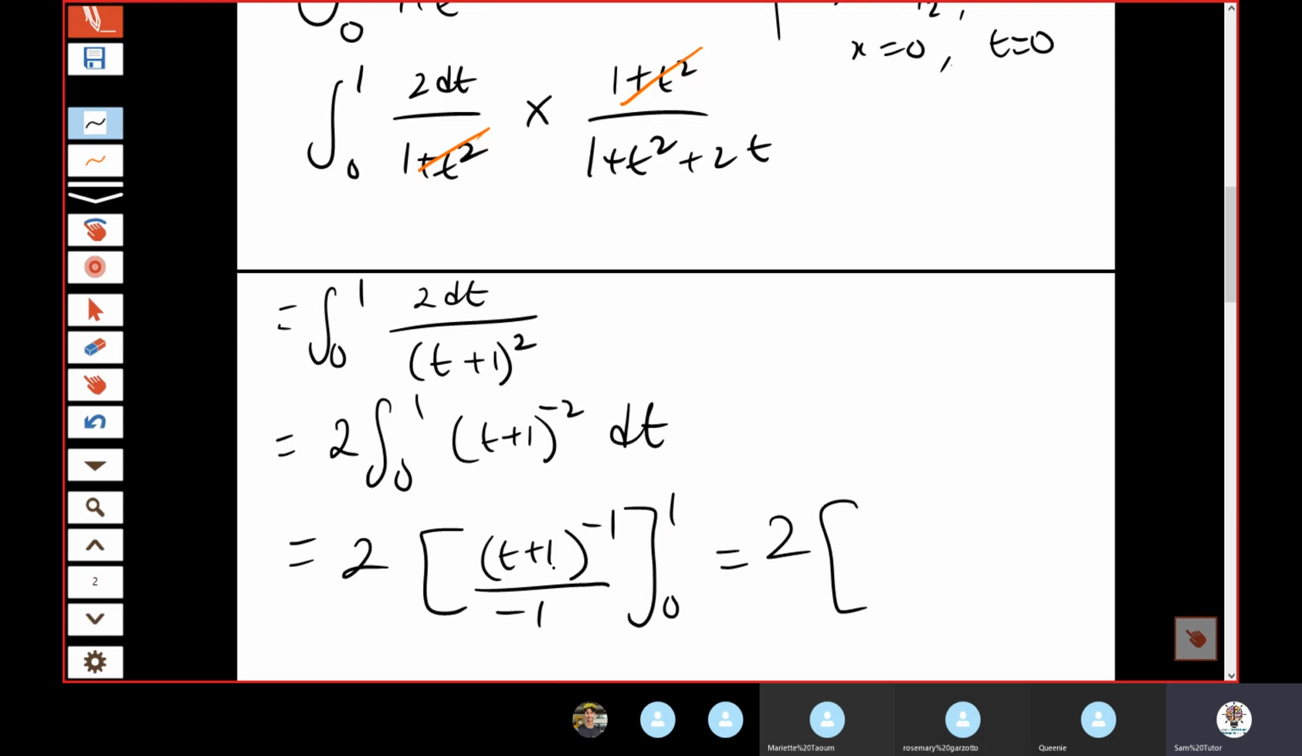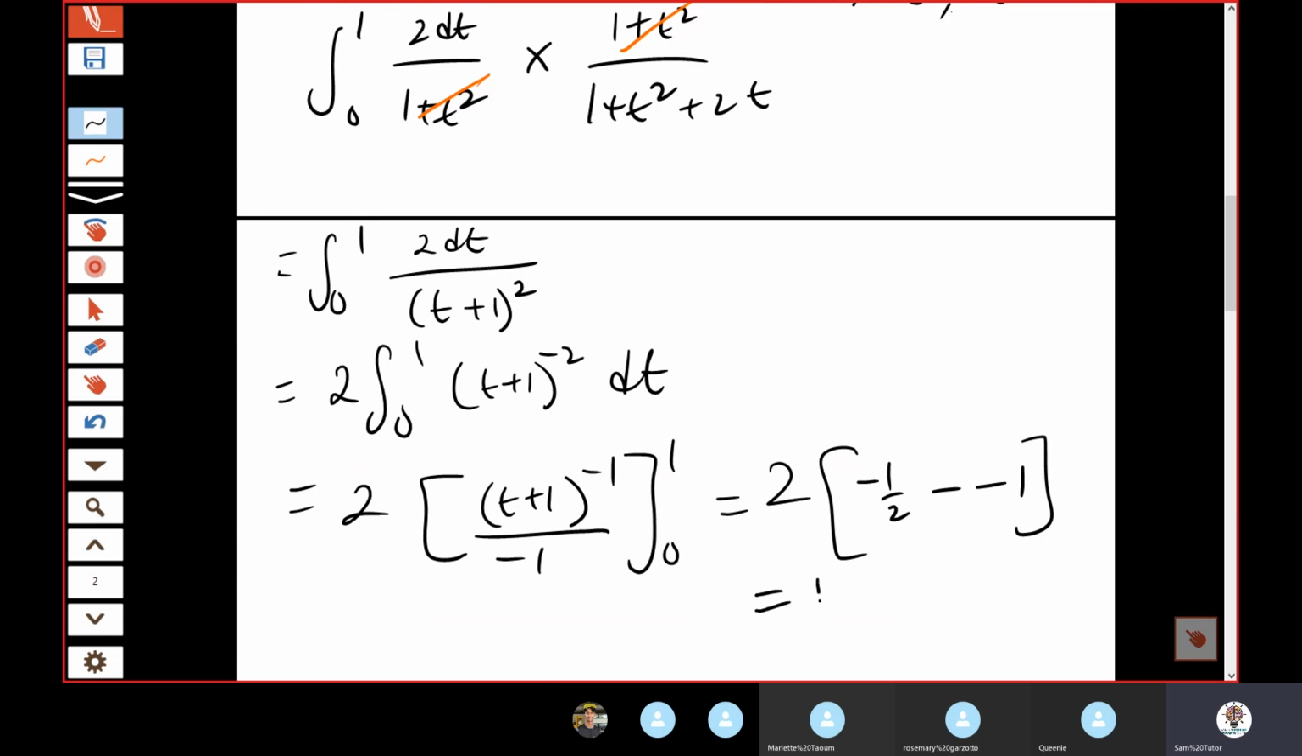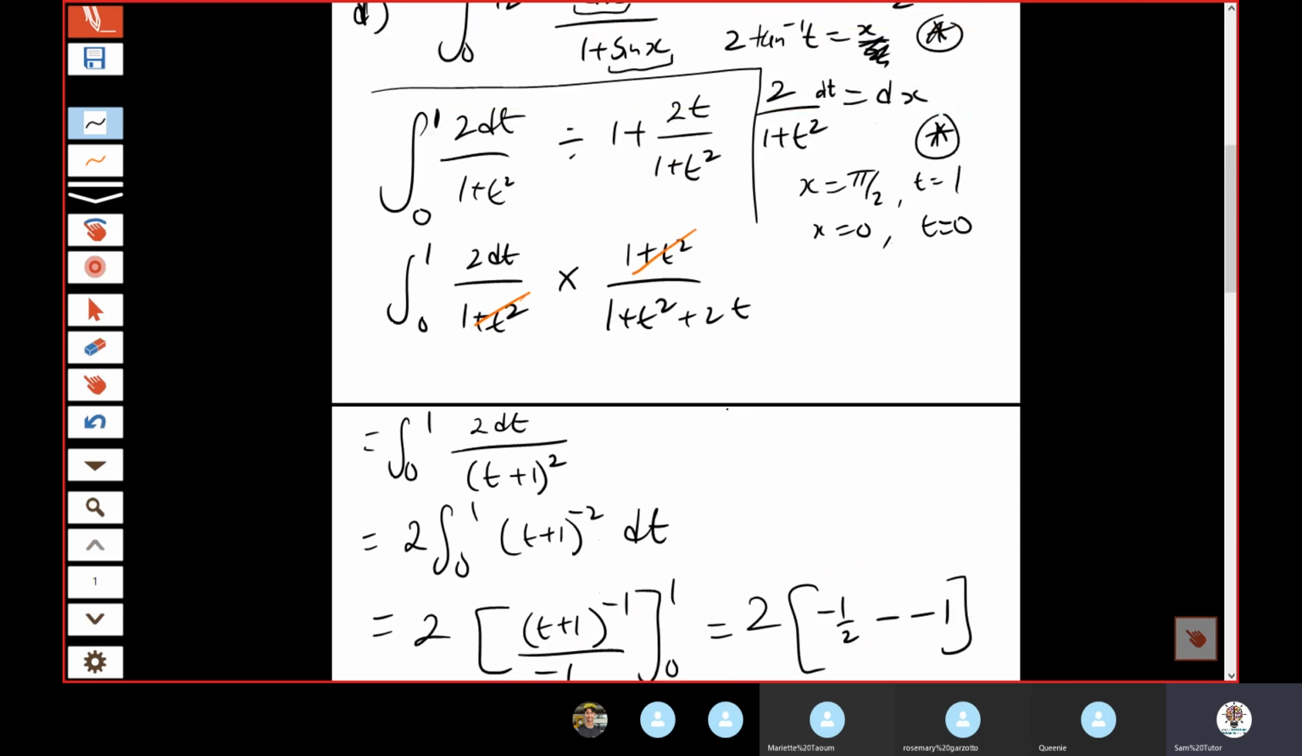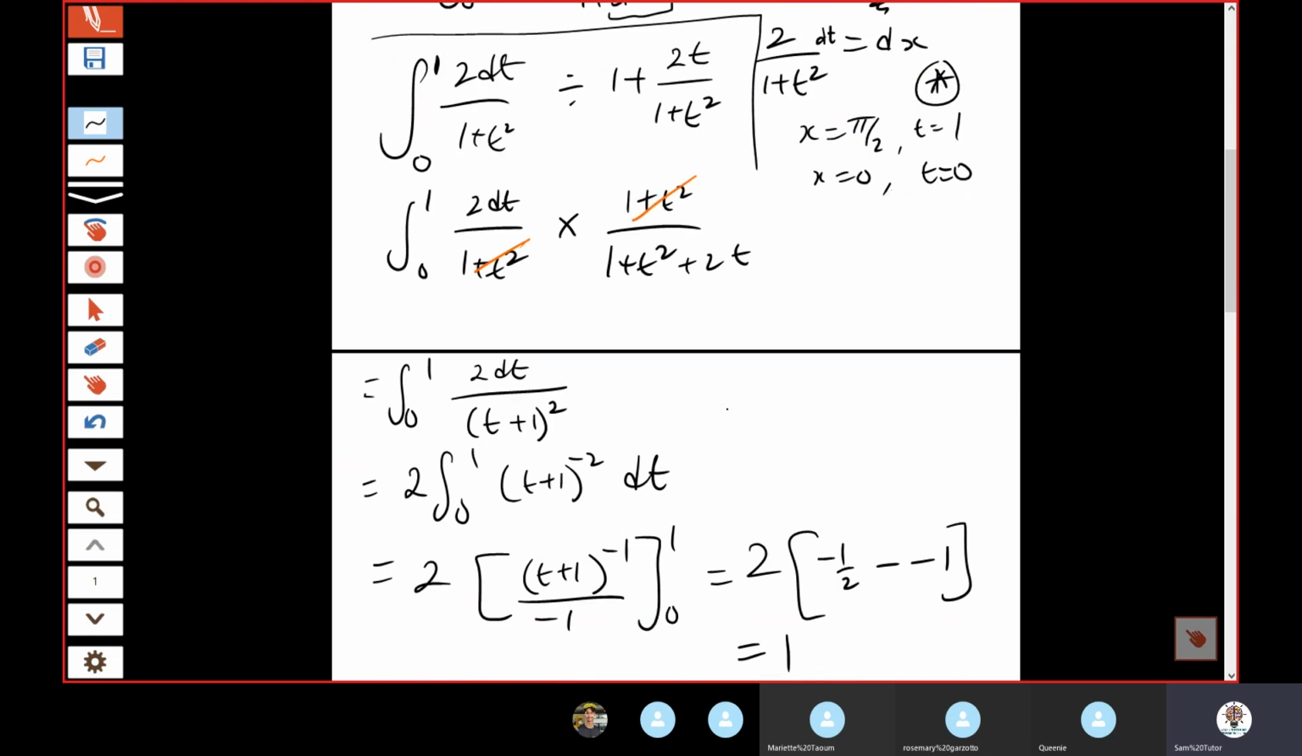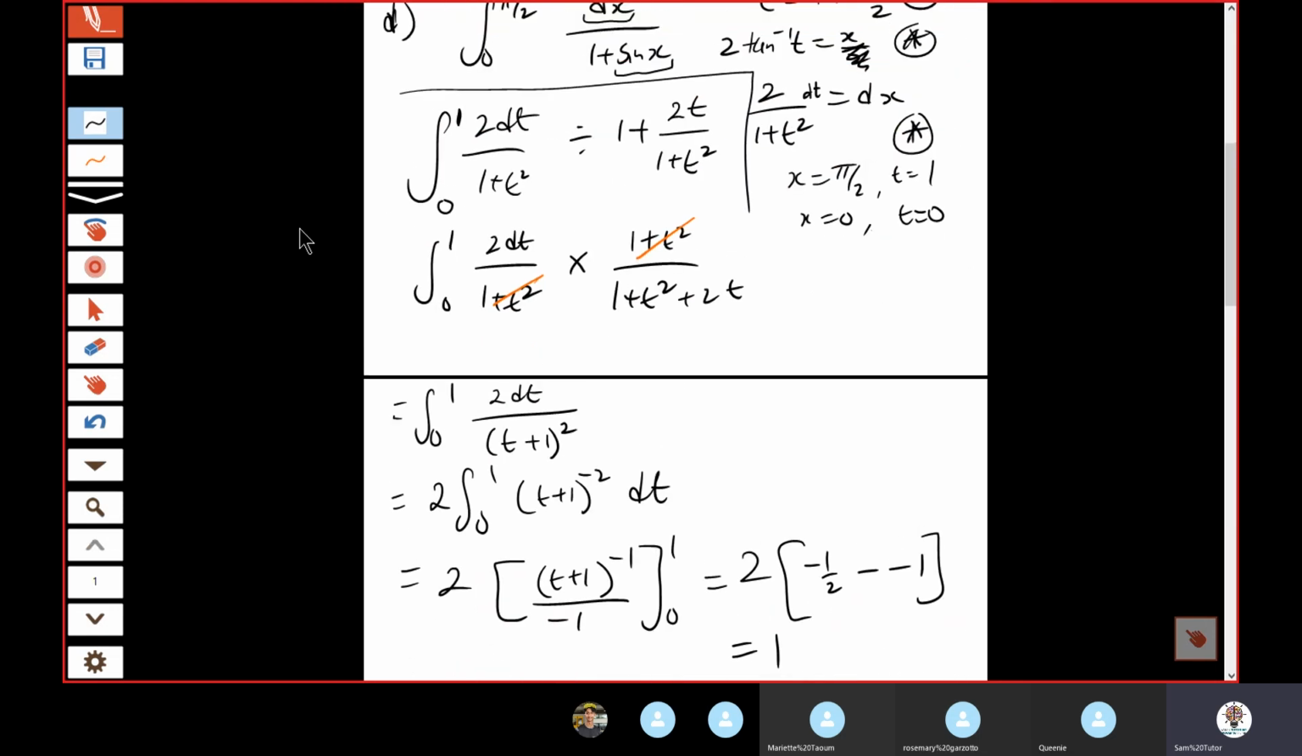And then 1 plus 1 is 2. So that becomes negative 1 over 2 minus t plus 1, is 0 plus 1 is 1. 1 over negative 1 is negative 1. So 1 minus half is half, times 2. The answer is just a simple 1. After all that working out, the answer is 1. Usually the case for most HSC questions. They're meant to work nicely.